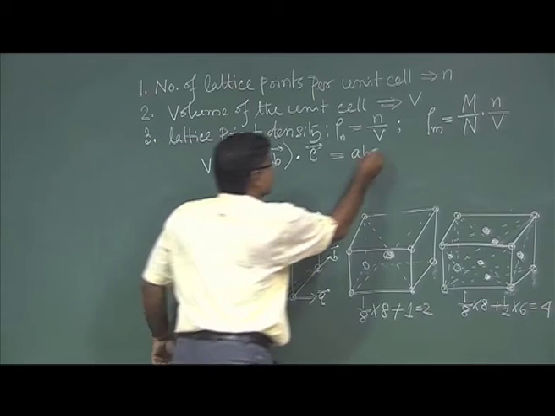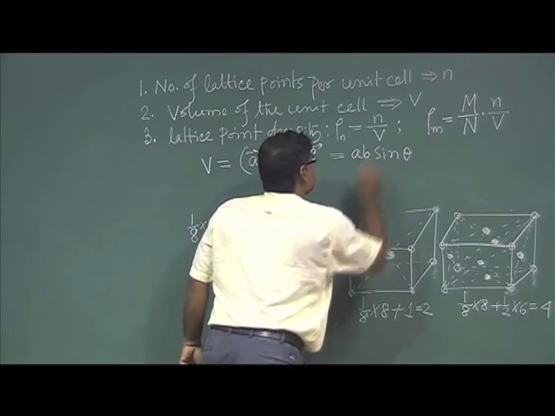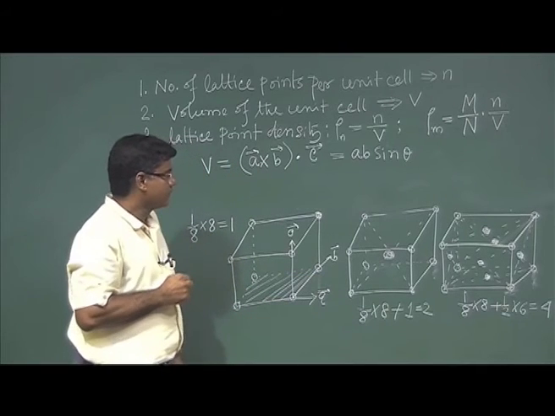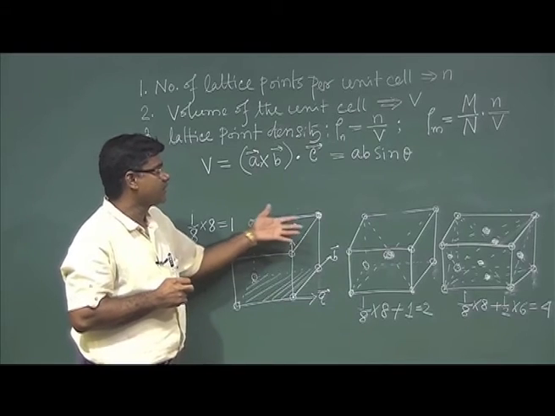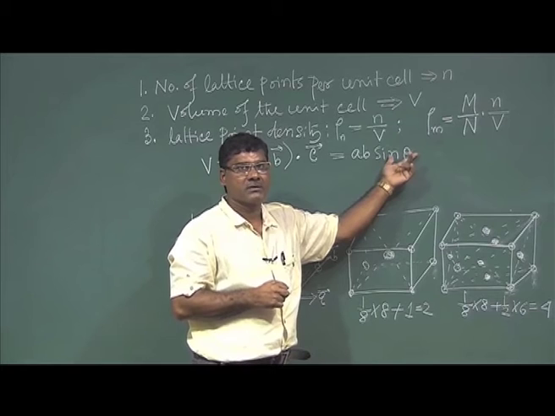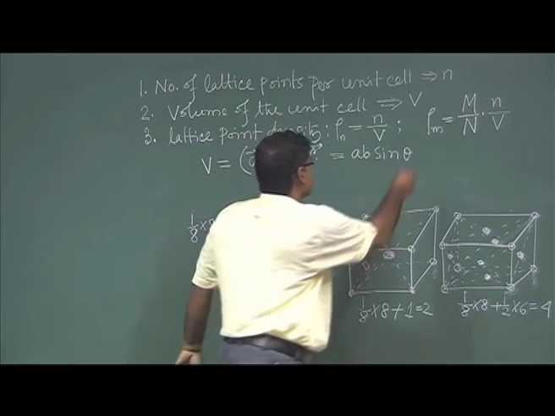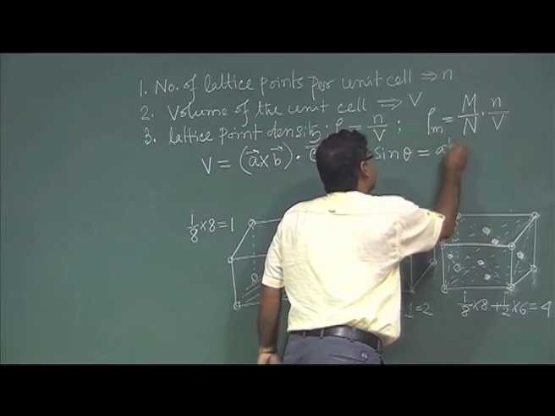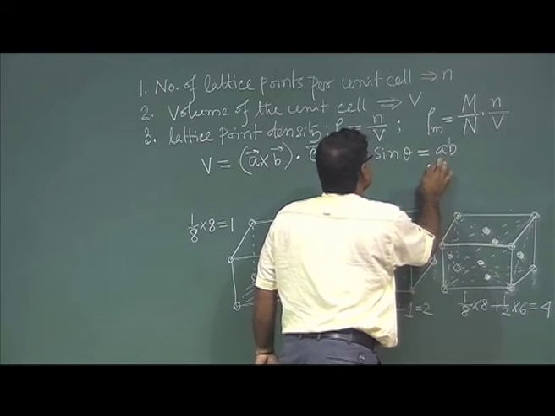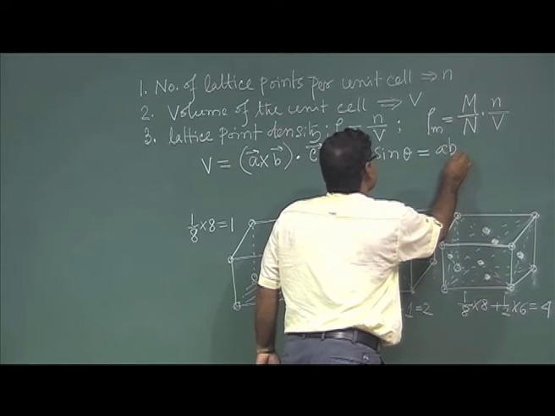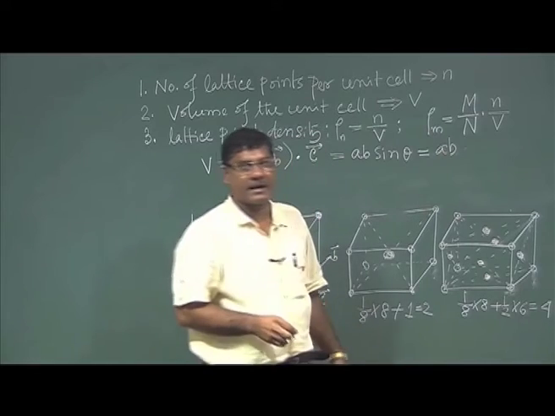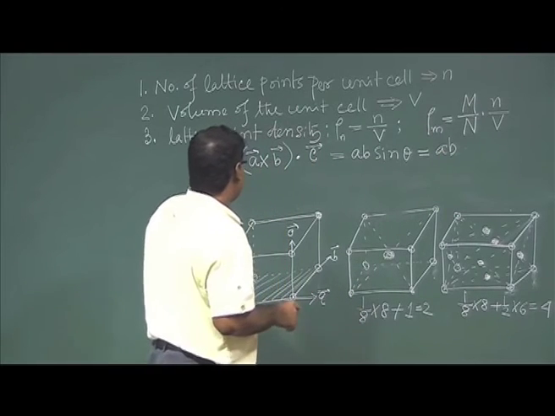Here I can write AB sin theta, but if it is a cubic, tetragonal or orthorhombic crystal, then this theta is 90 degrees, so sin theta will be 1. So for the cubic or orthorhombic system it is AB, and if it is cubic it will be A square, since A equals B.